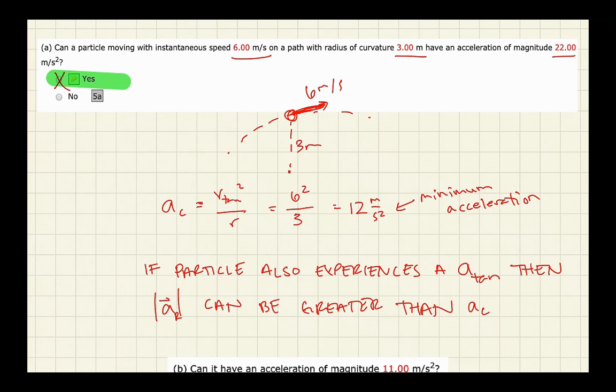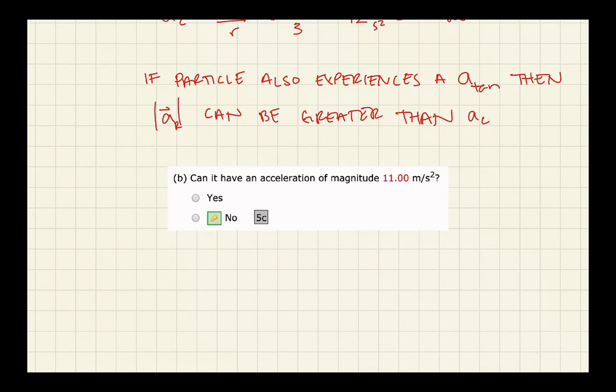For the second part, can it have somebody's at the door. Can it have an acceleration of magnitude 11 meters per second squared?